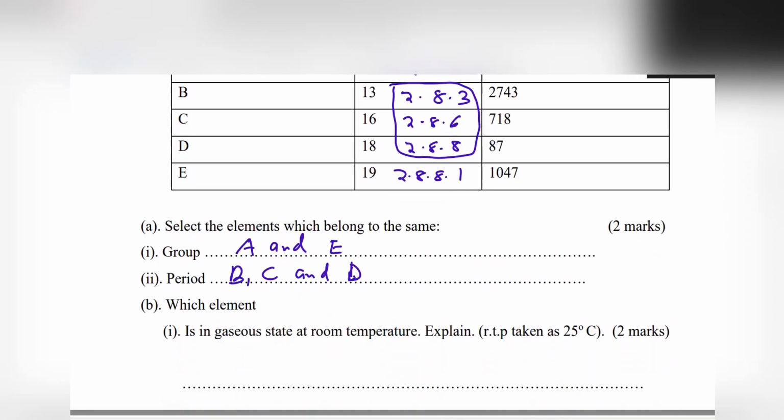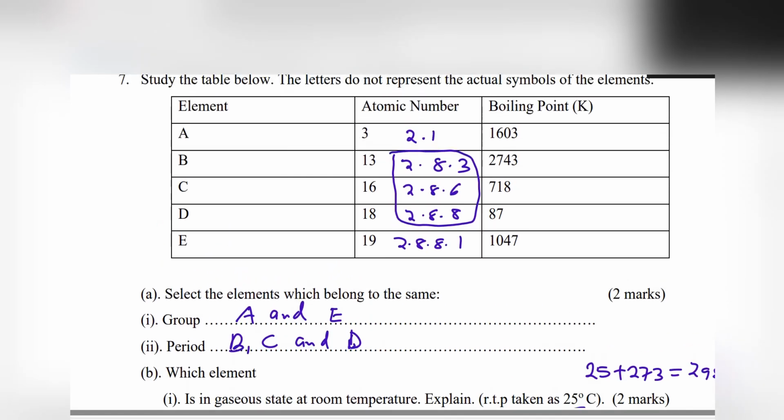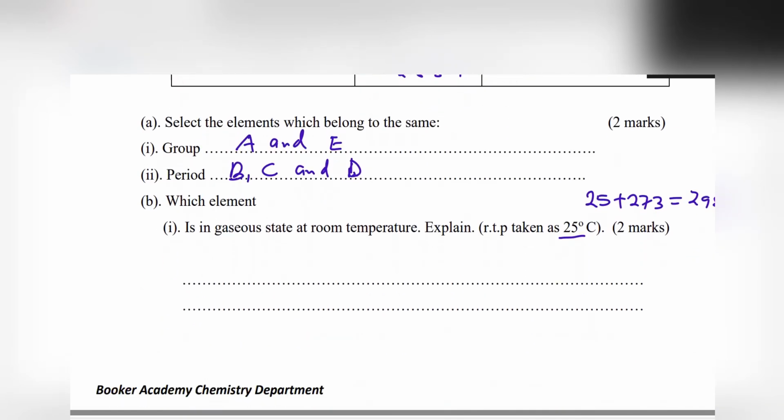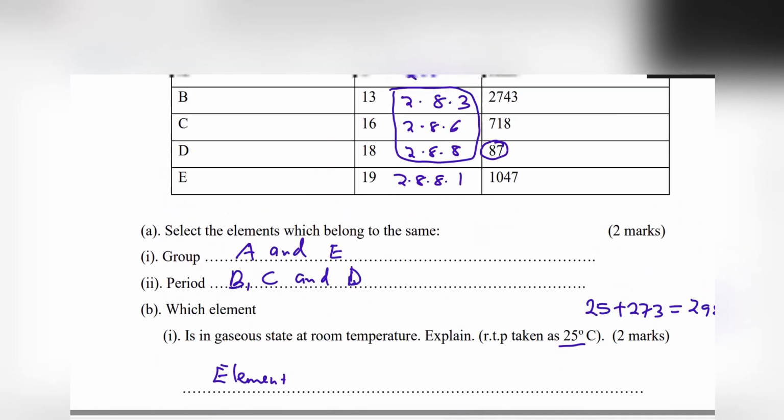B, which element is gaseous at room temperature? Explain, taking room temperature as 25 degrees Celsius. Remember, if we convert this temperature into kelvins, we take 25 and add 273. So in absolute scale, we are going to have 298 kelvins. And if you look at the boiling points, which are given here, the one that is below 298 is element D at 87 kelvins, and therefore we say it is element D.